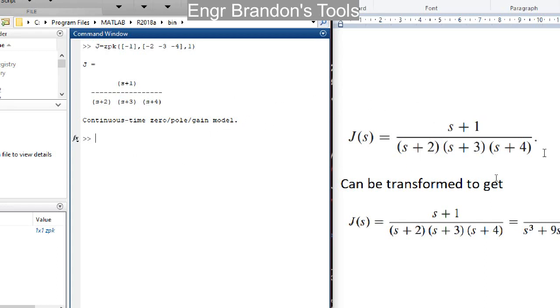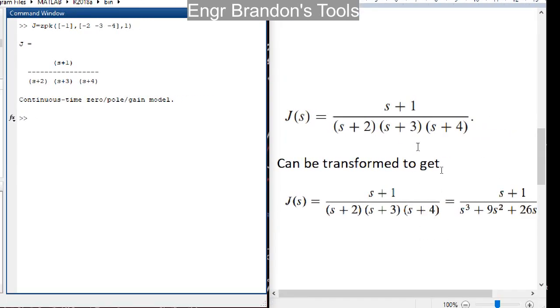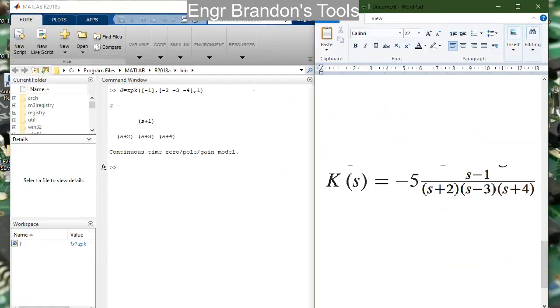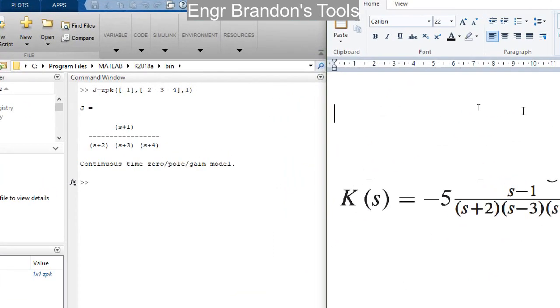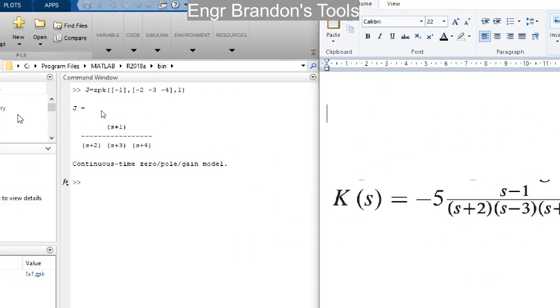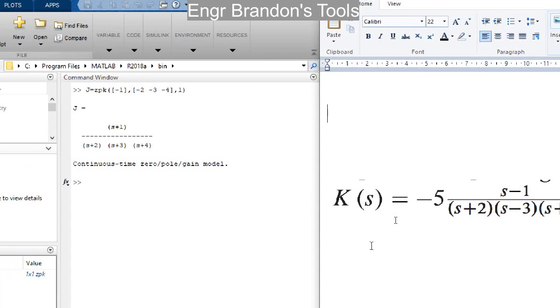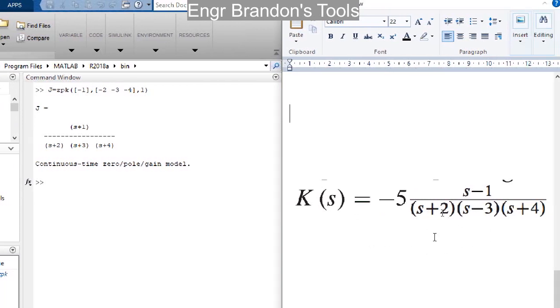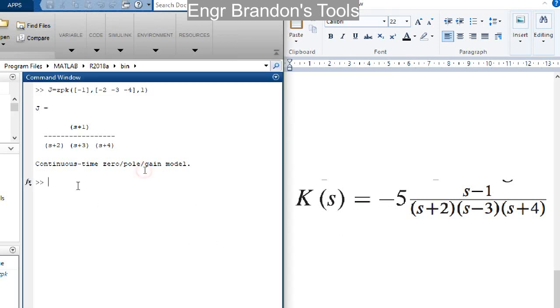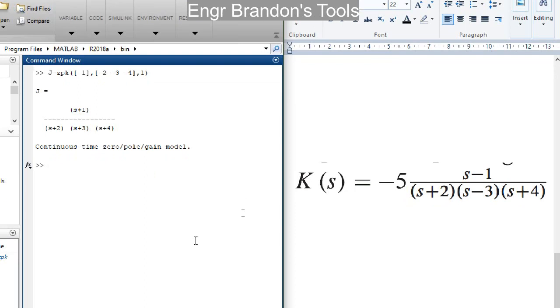Let me give you another example, or let me say another assignment. So I would like you to define the transfer function k of s, which is this, with the zpk model. So I'll give you some time to do that. So I hope you have done it and you're waiting for the correction. So I have k equals zpk.